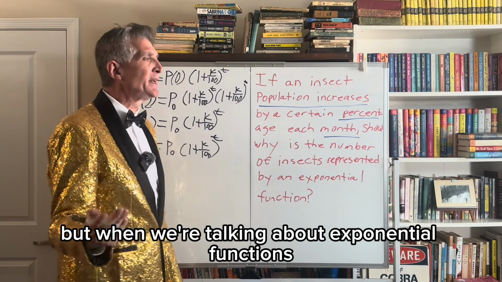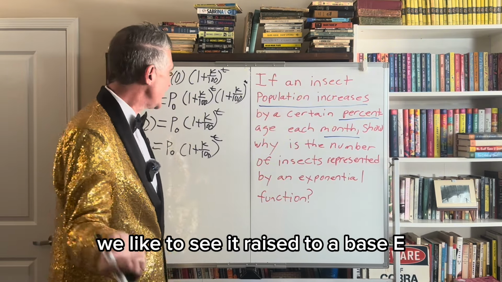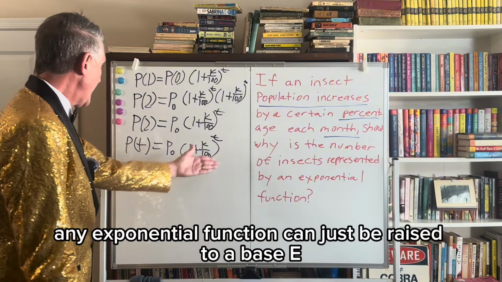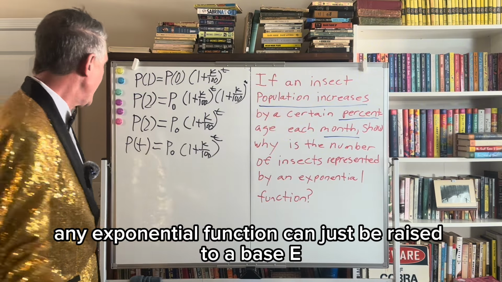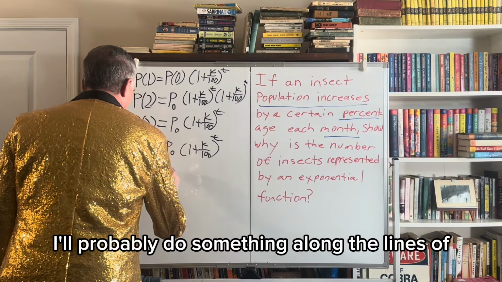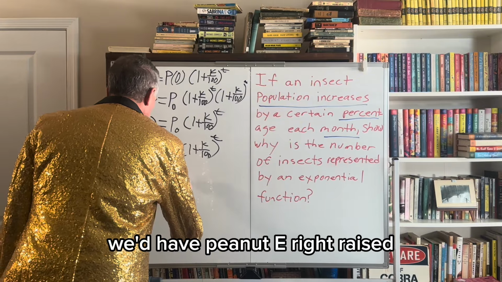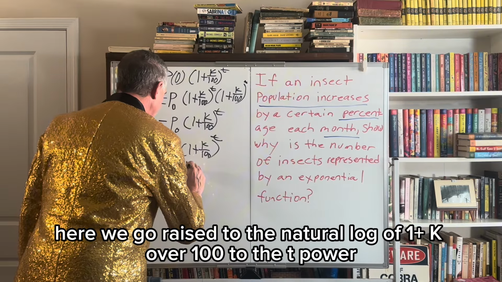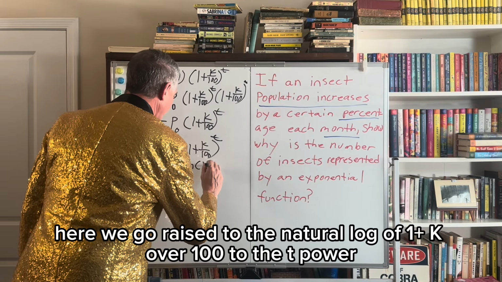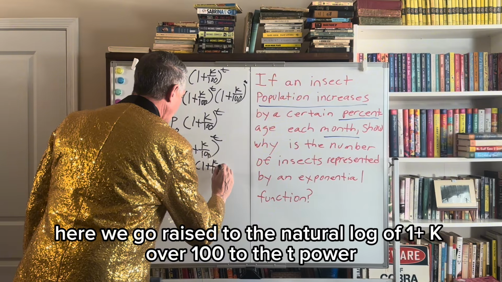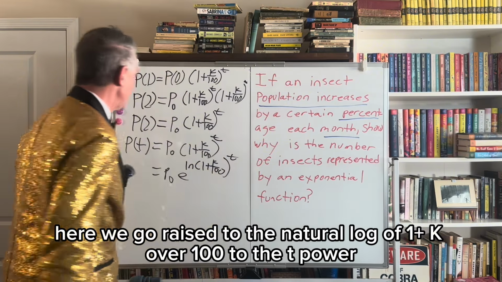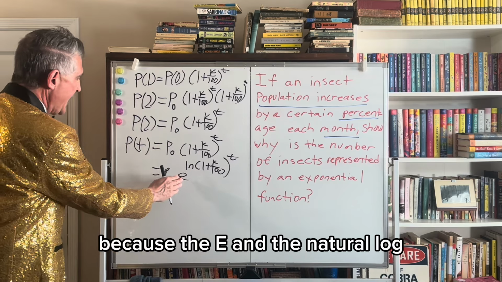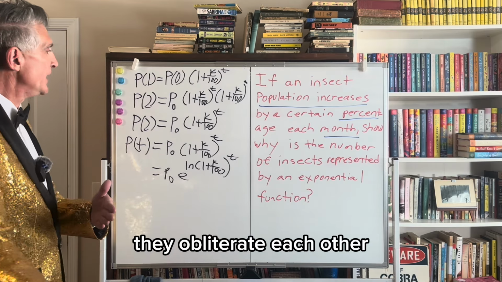But when we're talking about exponential functions, we like to see it raised to a base e. How can I raise this to a base e? Well, remember, any exponential function can just be raised to a base e. So how would I do that? Well, I would probably do something along the lines of, we'd have P naught e raised to the natural log of (1 plus k over 100) to the t power, right? Well, why can I do this? Well, because the e and the natural log, they obliterate each other, don't they?